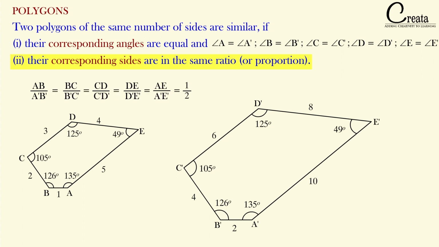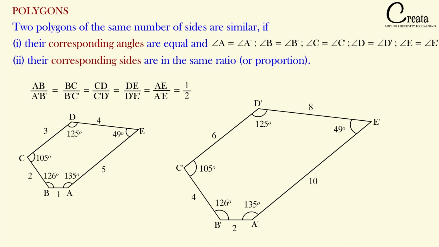So basically in this figure, both the criteria are matching. That is, the angle criteria, the corresponding angles are equal, and the second, the corresponding sides are in the same ratio. So we can say both the figures are similar to each other. Are you getting the concept?